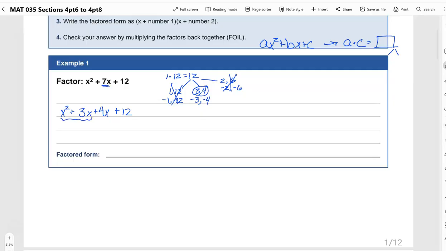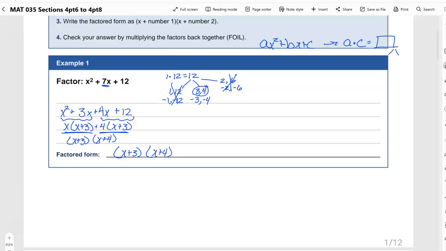I'm going to group the first two terms together, and then I'm going to group the second two terms together. When I group the first two together, we can see they have an x in common. I'm going to factor it out, and that's going to leave me with an x plus 3. And then the last two terms have a 4 in common, and if I factor it out, that leaves me with an x plus 3. And notice that these two terms have an x plus 3 in common. That leaves me with some leftovers, x plus 4. So this factors into x plus 3 times x plus 4.